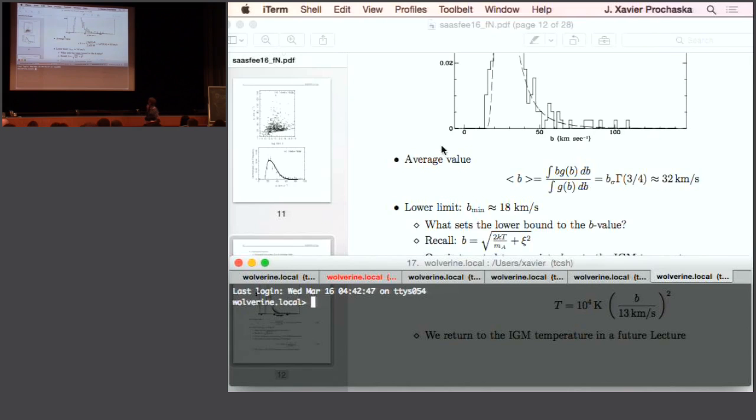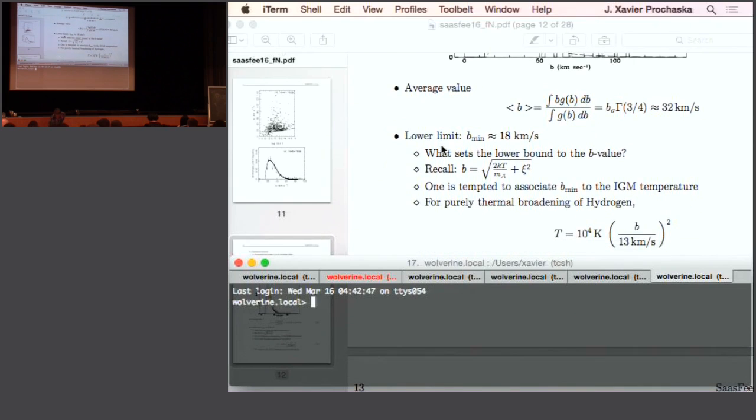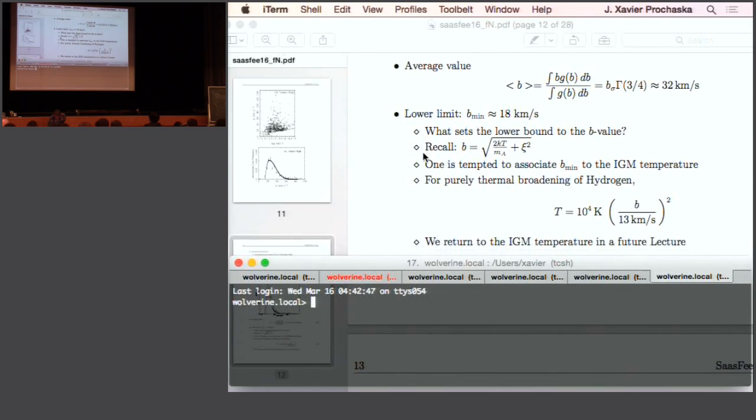And it's reasonable, at least, to assert that at the very lowest bounds, what you may be seeing is a limit to the broadening imposed by the fact that the IGM has a finite temperature. And you may even go so far as to associate that 18 kilometers per second with the temperature of the IGM. I'll return to that on Friday, but that's not a bad first order assumption or approximation. And to let you know, for a Doppler parameter 13 kilometers per second, you'd get 10 to the 4 Kelvin. So the implied temperature for something like 18 kilometers per second would be a few times 10 to the 4 Kelvin. Actually a bit higher, indeed a little bit too high. And we'll understand why that's the case on Friday.